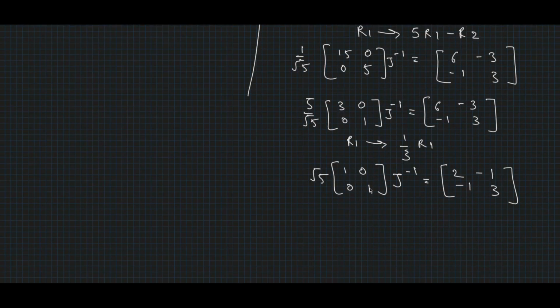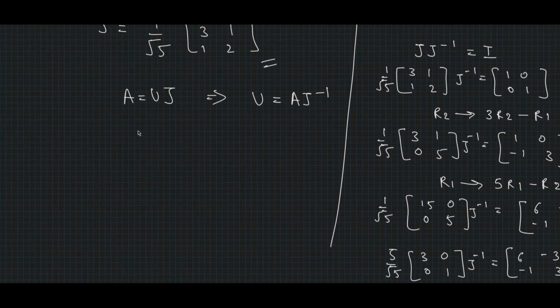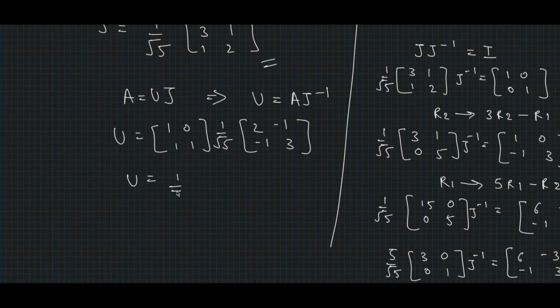So this is our identity matrix, which implies when root 5 goes there, we'll have j inverse equal to 1 by root 5 times (2, minus 1; minus 1, 3). So using this we can find u such that u would be equal to A, which is equal to (1, 0; 1, 1), times j inverse, which is equal to 1 by root 5 times (2, minus 1; minus 1, 3), and multiplying this we'll get u equal to 1 by root 5 times (2, minus 1; 1, 2).